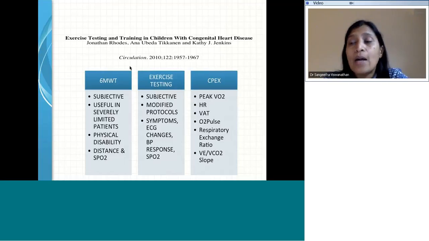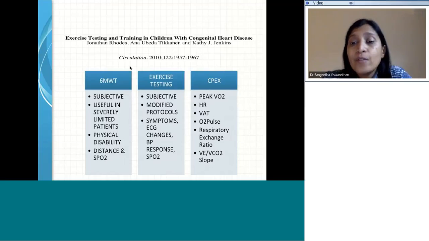Particularly in patients who have a left to right shunt or right to left shunt, with the fall in SVR you expect that there will be more of a right to left shunt. So when you're assessing a right to left shunt, exercising them could potentially lead to a drop in the SpO2.